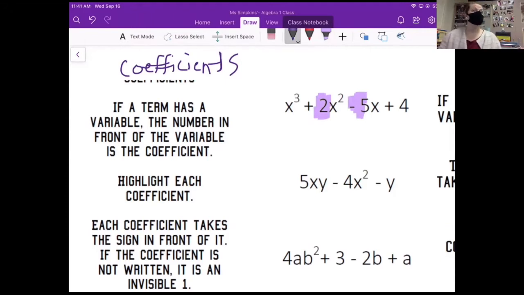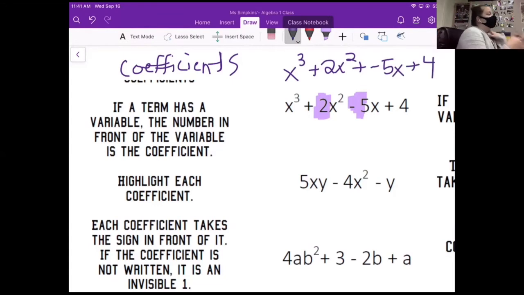It would say plus, right? We could technically rewrite this problem as x cubed plus 2x squared plus -5x plus 4. Those are the same thing. So anytime there's a minus sign in front, you want to assume that that coefficient is negative, okay? And that's why I'm even going to highlight that minus sign, so I remember.